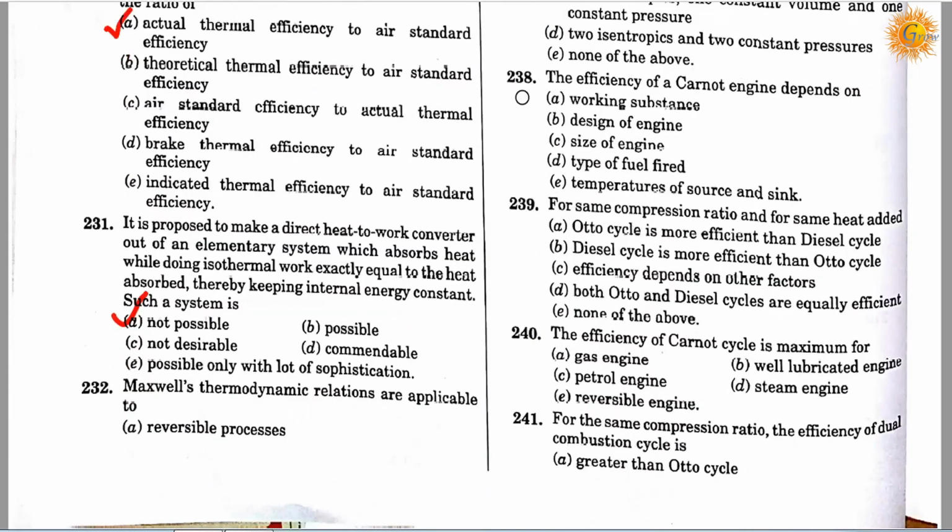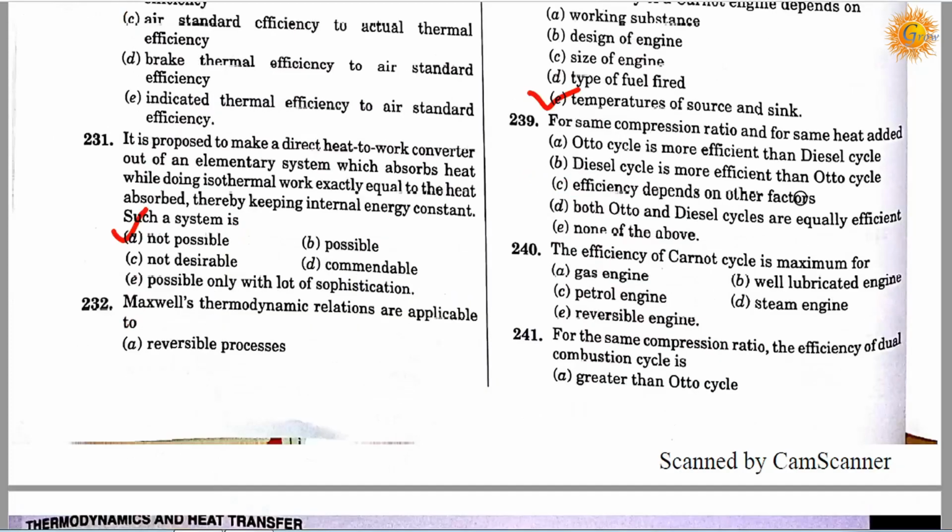Question number 238. The efficiency of a Carnot engine depends on: option A, working substance; option B, design of engine; option C, size of engine; option D, type of fuel fired; option E, the temperatures of source and sink. So the correct answer is E. The efficiency of a Carnot engine depends on the temperatures of source and sink. Question number 239.